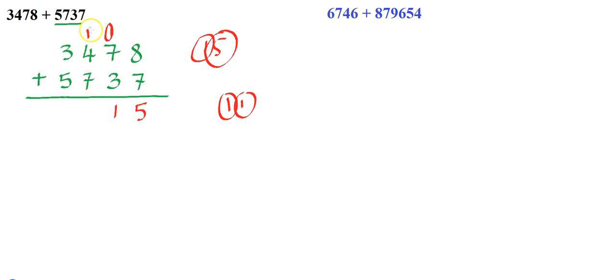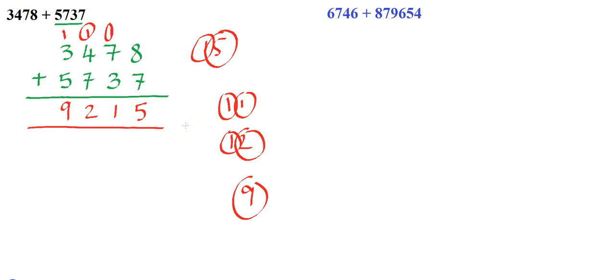7 and 4 is 11, plus this 1 is 12. So remember, this units goes to the bottom, and the tens column goes over to the next place. And 5 and 3 is 8, plus 1 is 9. There's only one digit, so that can go straight in here, and this is the correct answer.